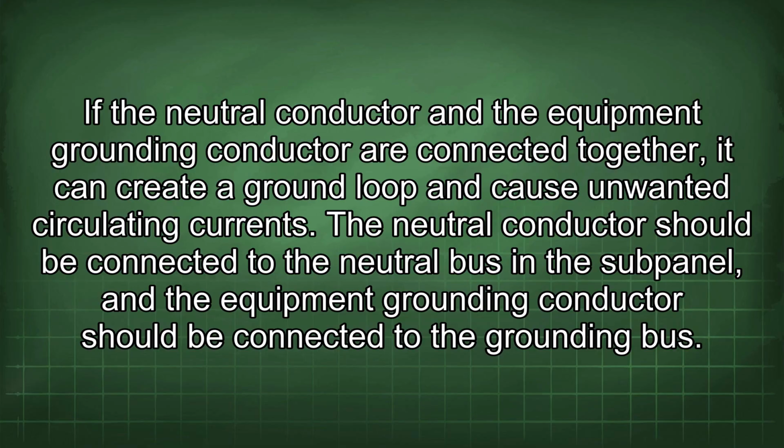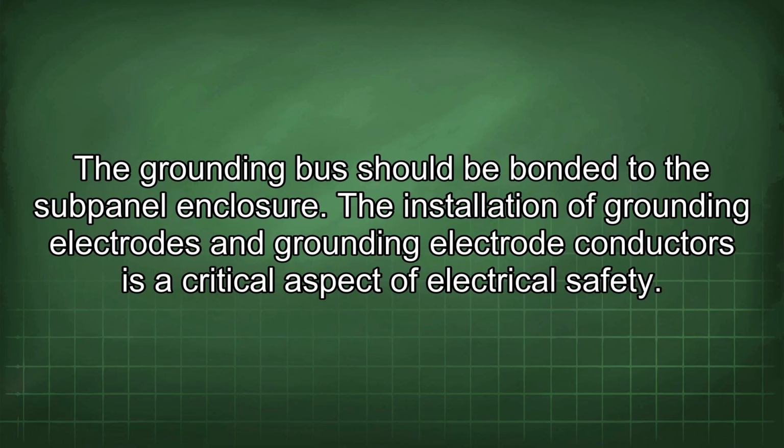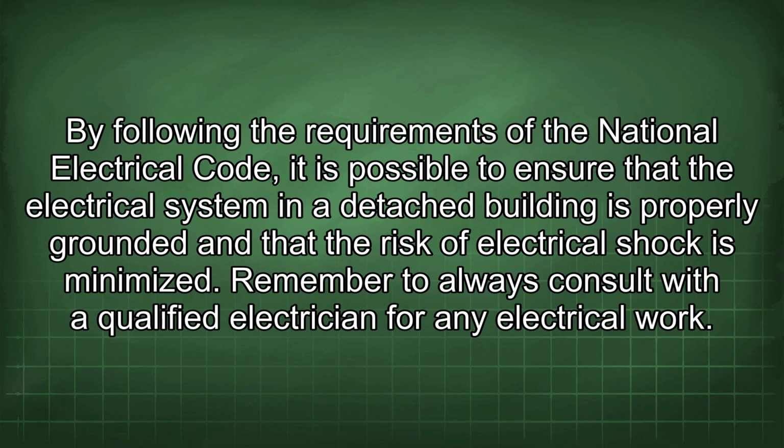The neutral conductor should be connected to the neutral bus in the subpanel, and the equipment grounding conductor should be connected to the grounding bus. The grounding bus should be bonded to the subpanel enclosure. The installation of grounding electrodes and grounding electrode conductors is a critical aspect of electrical safety. By following the requirements of the National Electrical Code, it is possible to ensure that the electrical system in a detached building is properly grounded and that the risk of electrical shock is minimized.